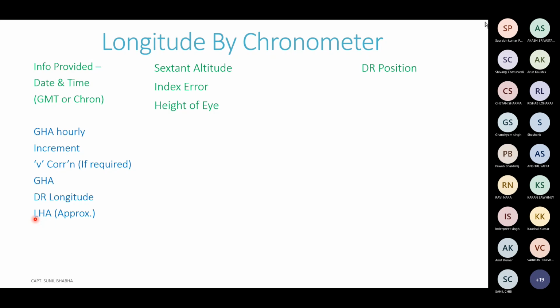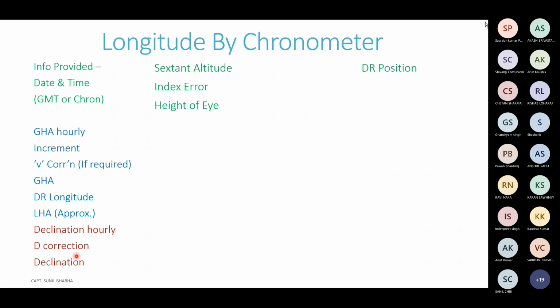Now, once LHA is known, then we go into the almanac again. The second information regarding the body which is given in the almanac is the declination. From the daily page, from the date page, we will be able to get the hourly declination for the particular GMT. We will also get the value of D correction from the daily page itself.